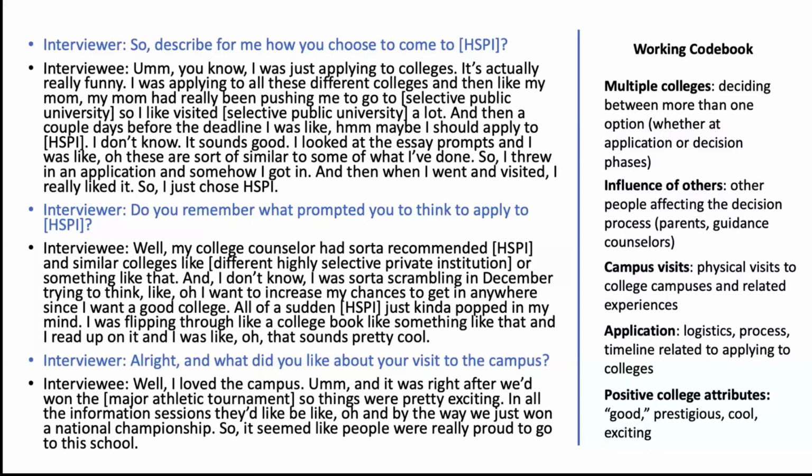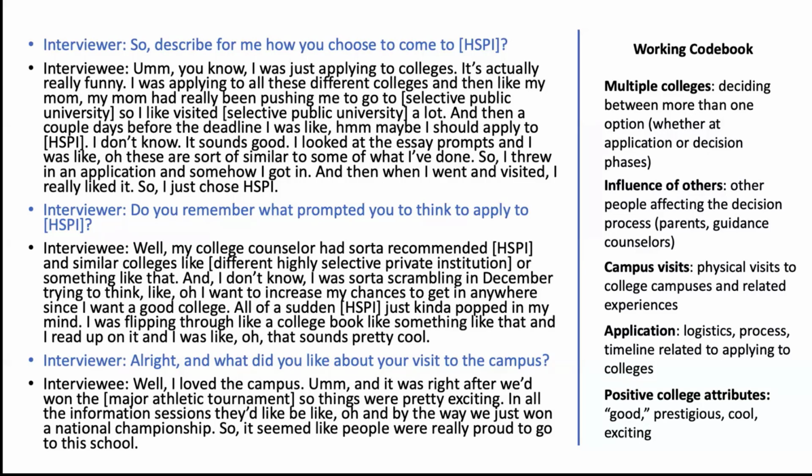The influence of others, so I heard folks say parental influence or school counselor influence, so maybe I'm just coding that as anytime somebody else has an influence on the student's decision, that was a code that I could use. Or I might differentiate them, especially if this is appearing a lot within the data. Campus visits, the application process in terms of the logistics, the timeline, or the process.